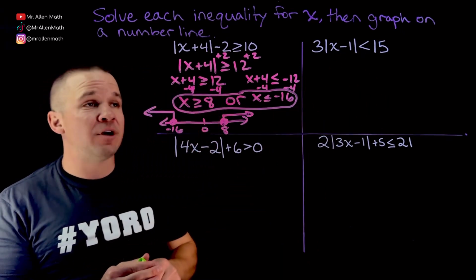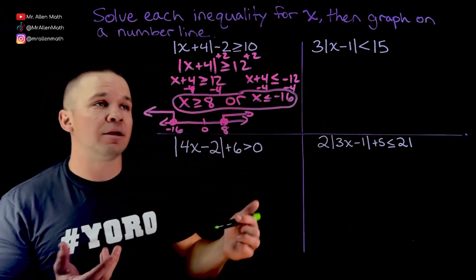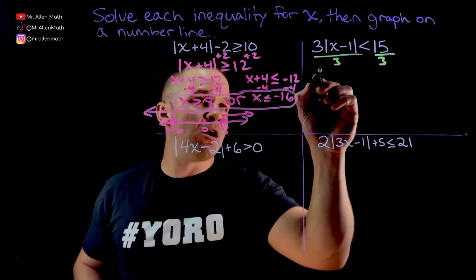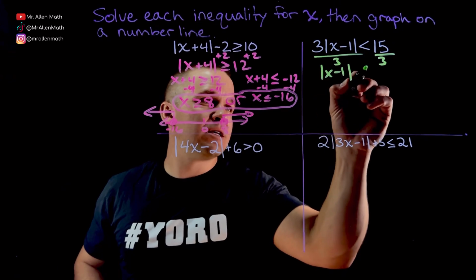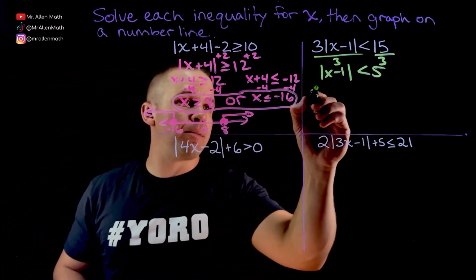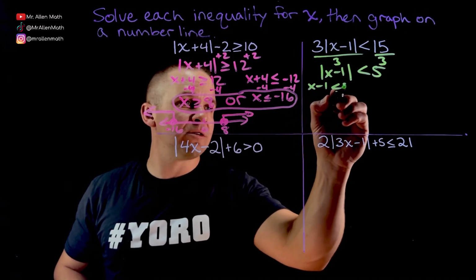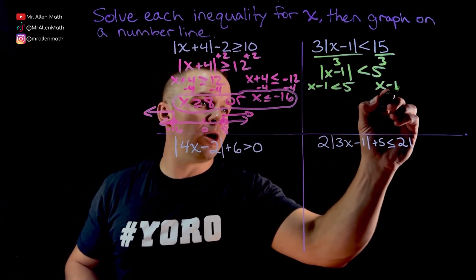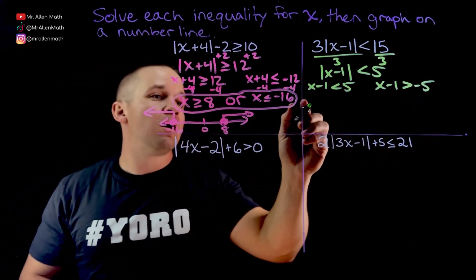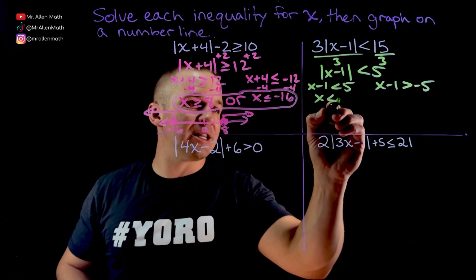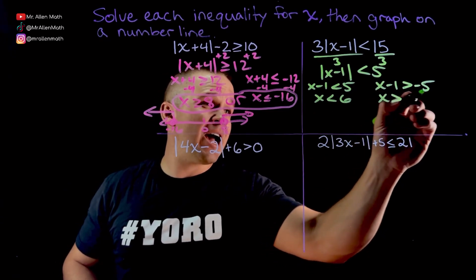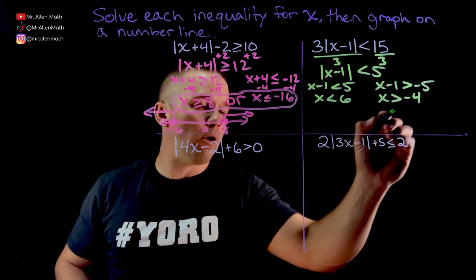Next one over here. Once again, my absolute value is not on its own side of the inequality. So I'm going to divide by 3 on both sides, and I've got x minus 1 is less than 5. Now it's on its own side, so I'll break it apart. We have x minus 1 is less than 5, and then x minus 1 is greater than negative 5. We have to switch that sign. Then I'm going to add 1 on both sides, so we get x is less than 6. And over here, if I add 1, I get x is greater than negative 4.